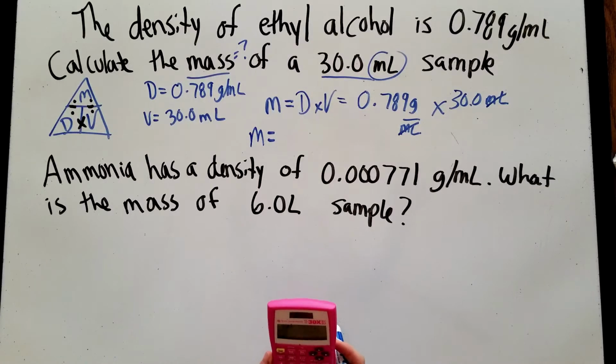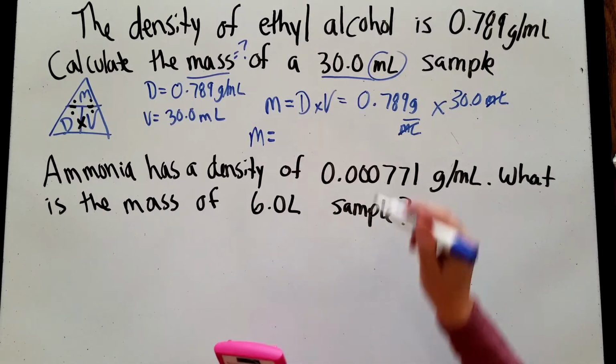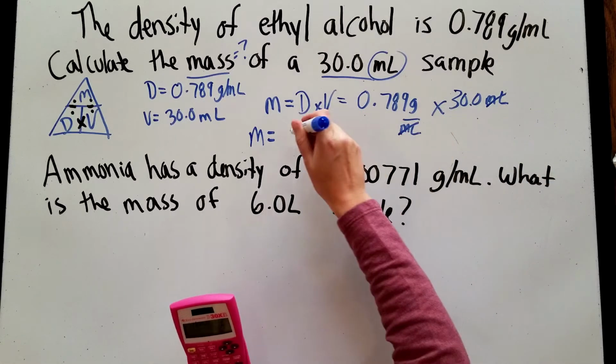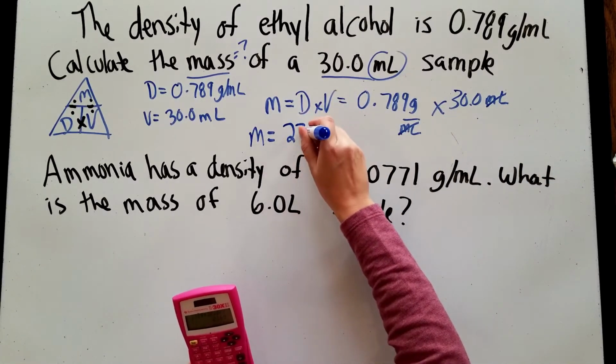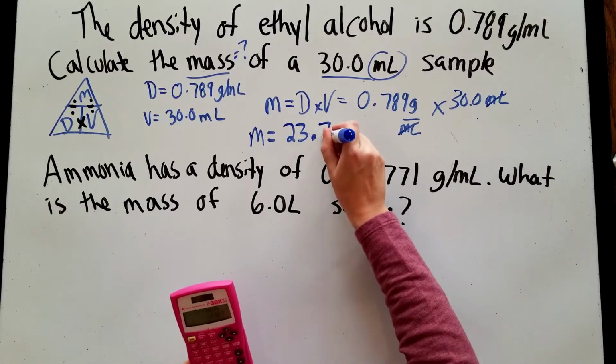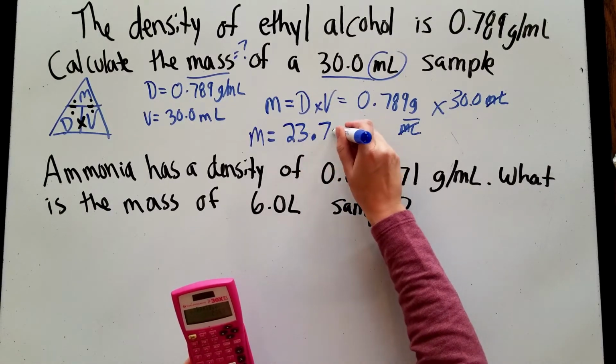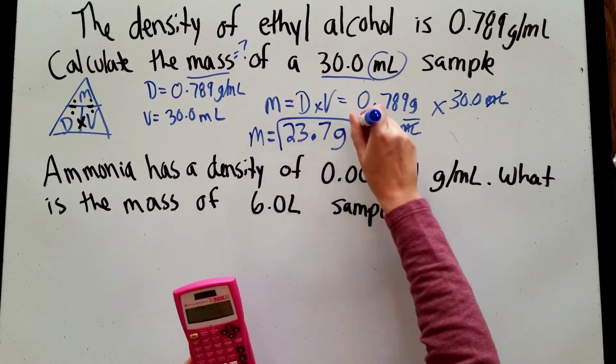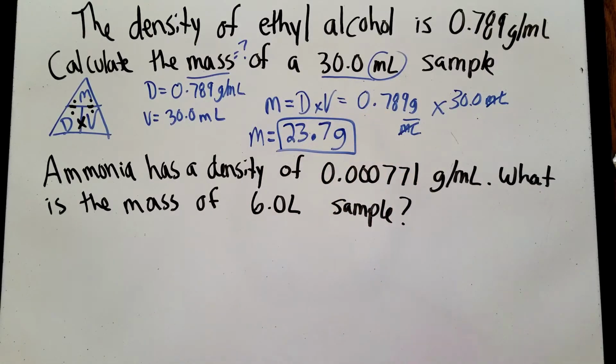When I solve this, once I multiply those 2, both of them have 3 significant figures. So I'm going to want 3 significant figures in my answer. Rounding up, I would get 23.7123, and the units are grams. So units are very important. If you don't know the units, the number's meaningless.